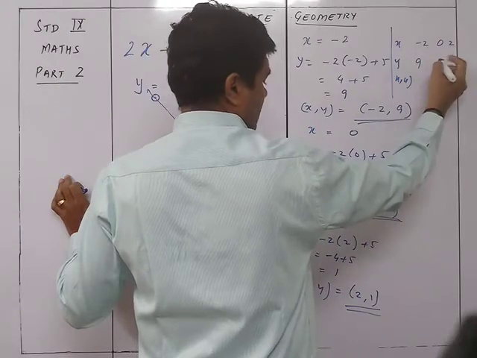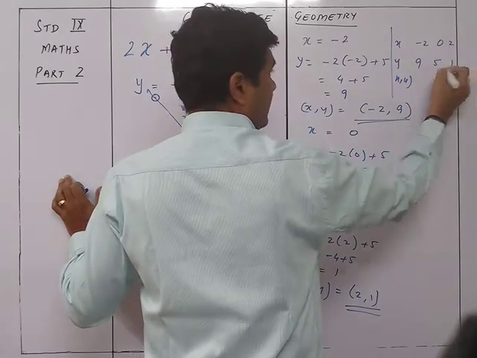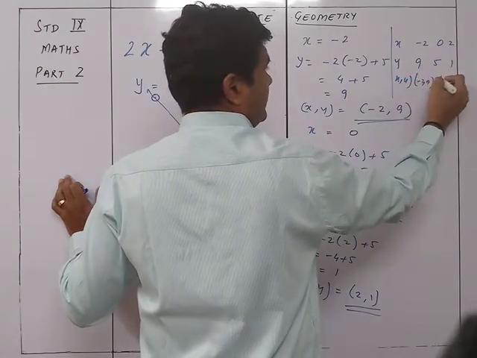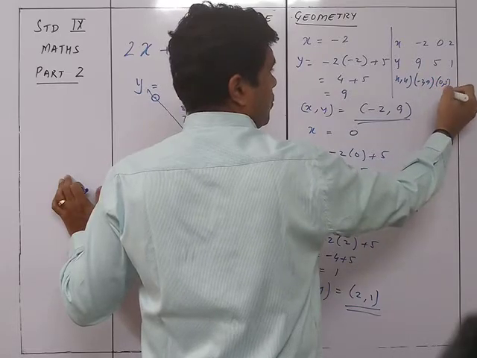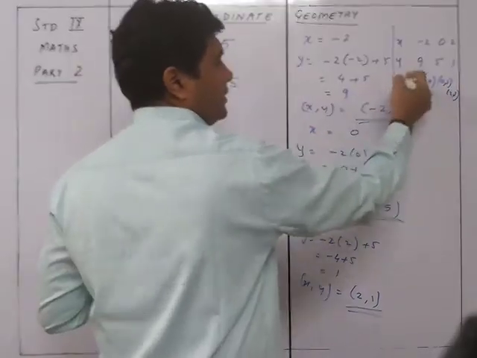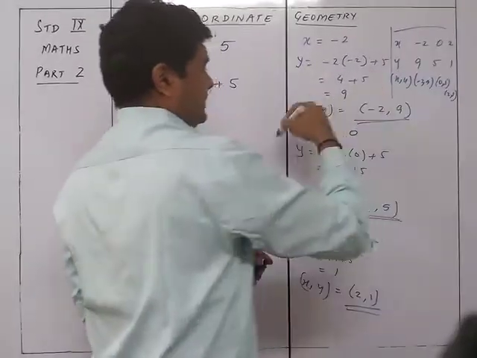This will be 9, 5 and 1. So it will be -2, 9. This will be 0, 5 and 2, 1. So this is how we are going to write a table for this particular thing.